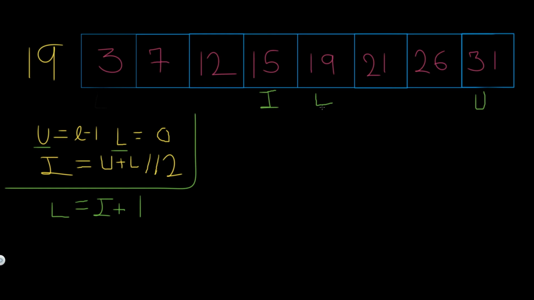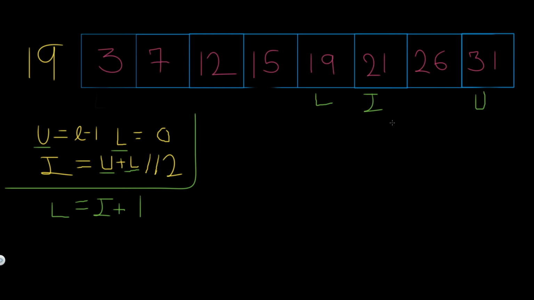If the value of L changes, then the value of I also changes, since I is dependent on L. So now let's calculate the new value of I. U is the same, which is 7, and L has changed from 0 to 3. So 3 plus 7 is 10, and 10 divided by 2 is 5. So this I must be at the 5th index of this list, and the 5th index is this 21. So this will be I here, and let me erase the old I.